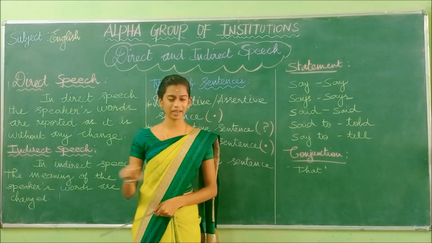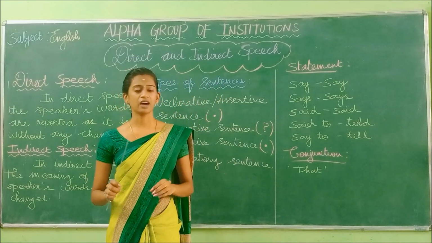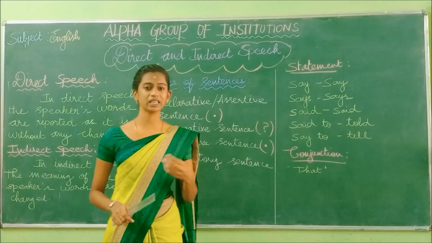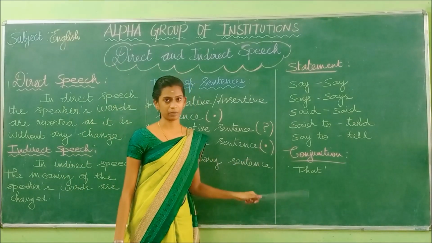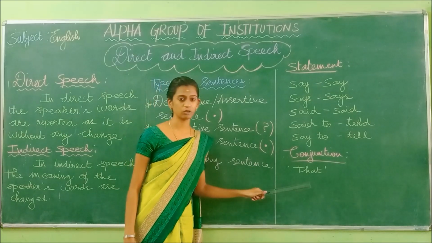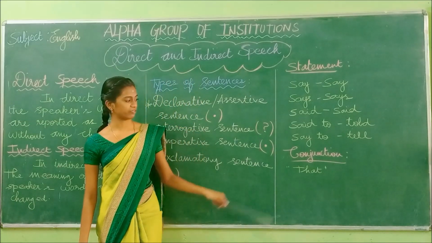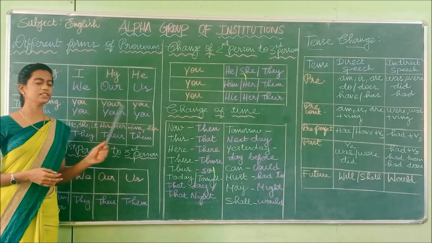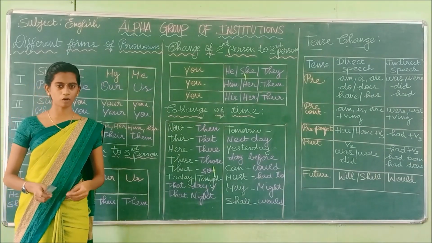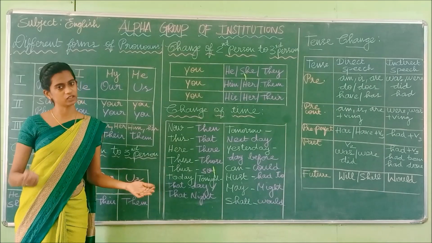While changing into indirect speech, we have to add a conjunction for each type. For the declarative type, we have to use the conjunction "that." Have you understood up to this, children? Students, these are some of the rules we have to follow while changing direct speech to indirect speech.